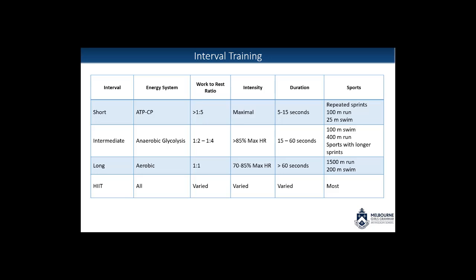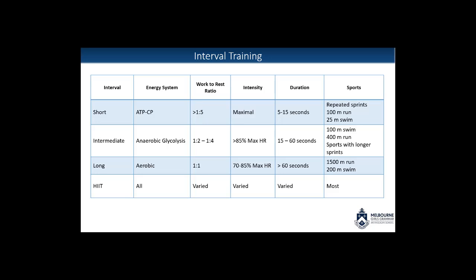And for long interval training, we're talking about greater than 60 seconds and up to 5 minutes worth of work. So that is going to suit aerobic power and it's also going to suit your muscular endurance there. HIIT can be varied. HIIT's a bit of a tricky one. If you ask 10 different trainers what HIIT means, they'll probably all tell you different things. It can be manipulated for most sports.